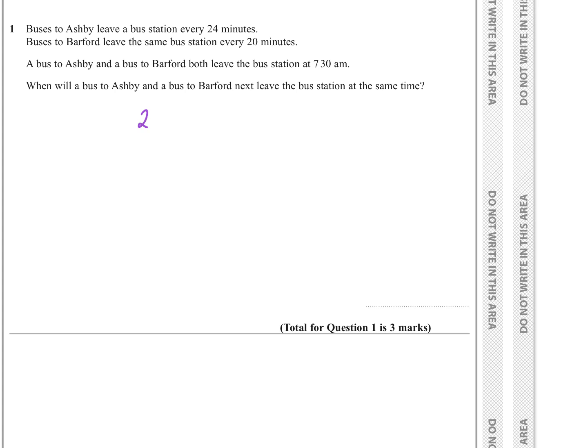Well, it's really key to look here at 24 and 20. And it's about doing the 24 times table and the 20 times table until you both get the same number.